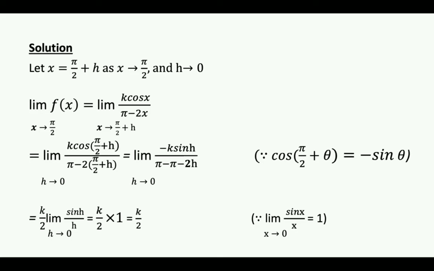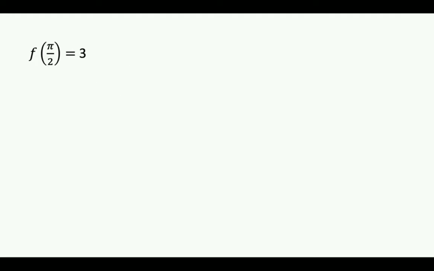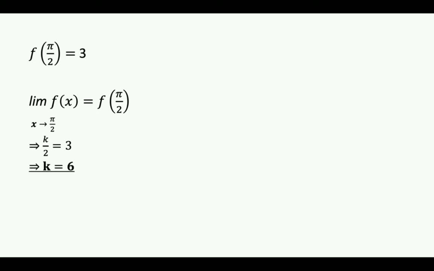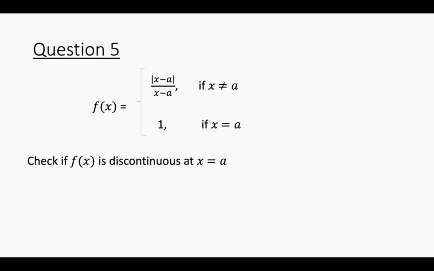So limit h tends to 0, minus k sin h upon minus 2h, and this equal to k by 2 into limit h tends to 0 sin h upon h, equal to k by 2 into 1 equal to k by 2. We know from class 11th, limit x tends to 0 sin x upon x equal to 1. So here f(pi by 2) equal to 3 given. Function is continuous. Therefore, limit x tends to pi by 2 f(x) equal to f(pi by 2). k by 2 equal to 3. k equal to 6.